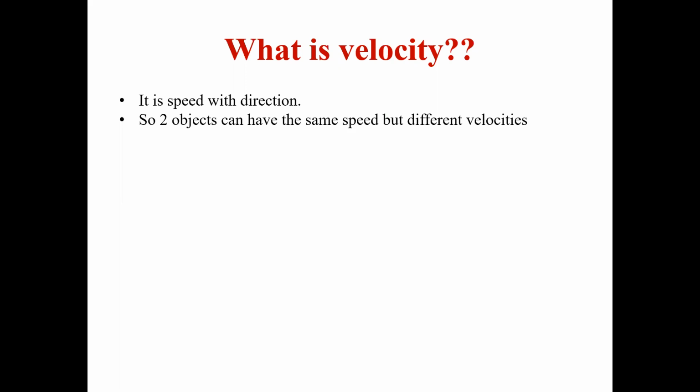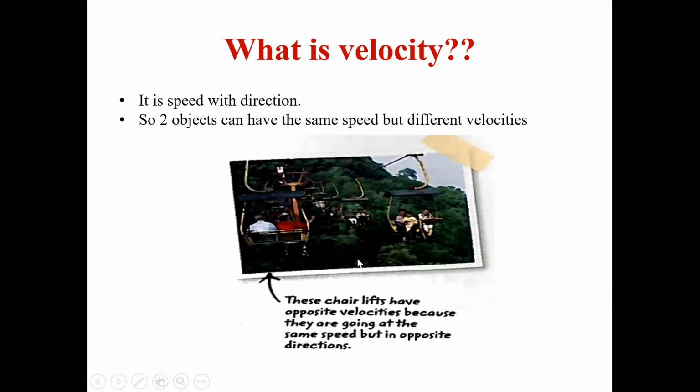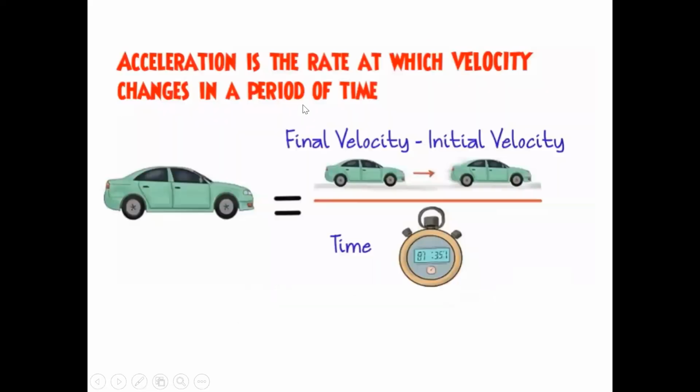So this is the main difference between the scalar and the vector, because speed is only a quantity, so it's a scalar, but velocity is a vector, so it's a quantity plus direction. So two objects can have the same speed but different velocity. We have here an example for this: chairlifts have opposite velocities because they are going at the same speed but in opposite directions. So velocity again, you are talking about the speed, but you are mentioning the direction.